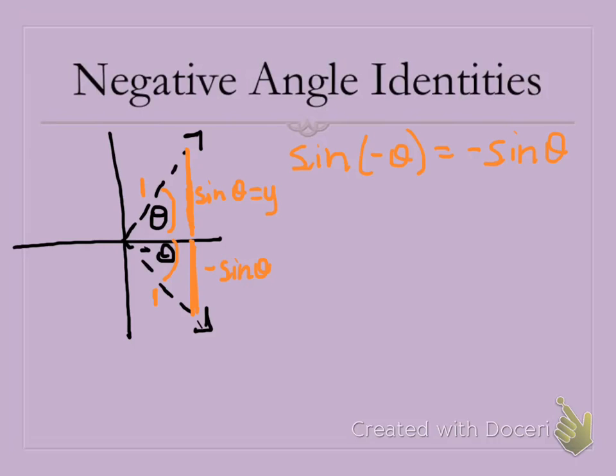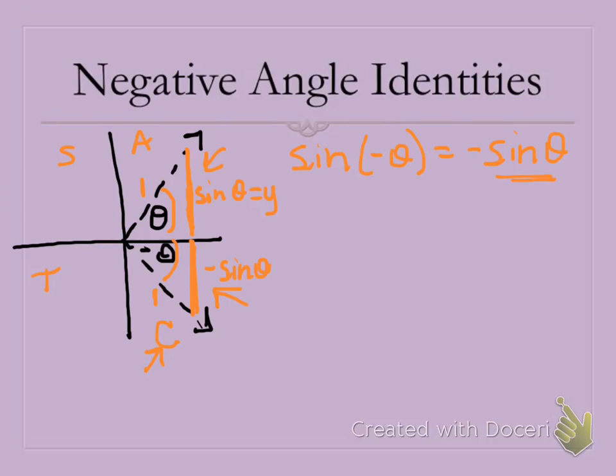And again, if you remember, all students take Chinese, this fourth quadrant only has cosine positive. So we would expect that a first quadrant angle would be positive, but for sine, a fourth quadrant angle would be negative. Okay, so that's what happens with sine.